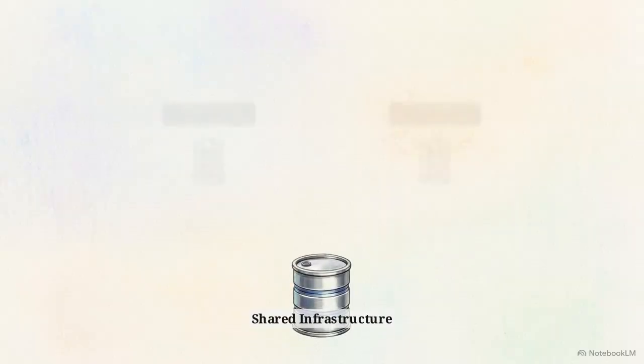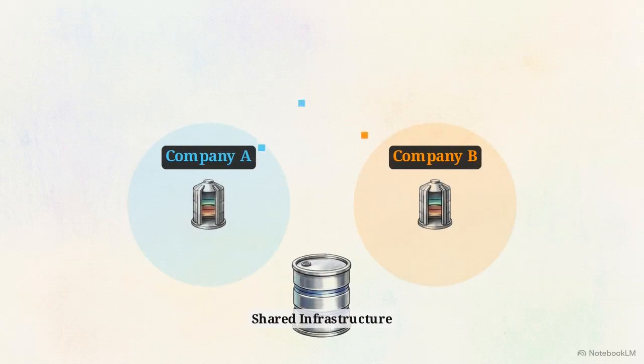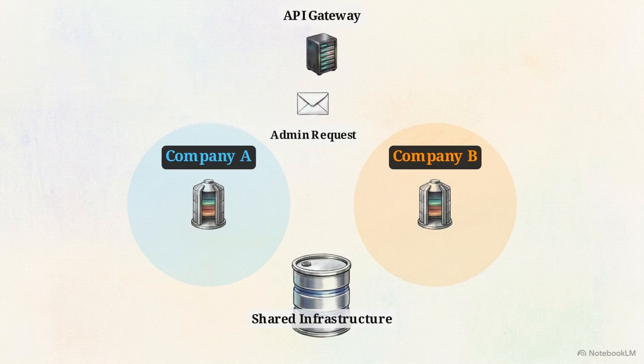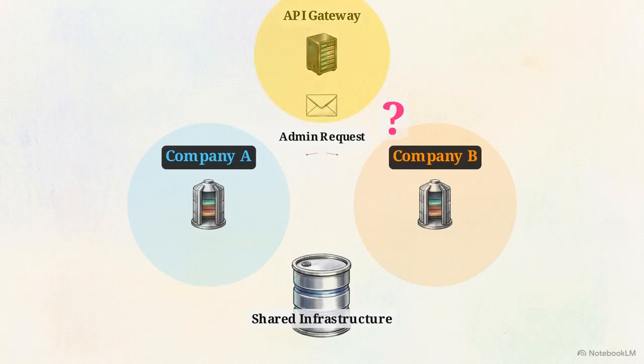In a SaaS environment, this leads to the most critical layer, multi-tenant isolation. Here, we see data for Company A and Company B sharing the same infrastructure. When an admin request arrives at the API gateway, the system faces a high-stakes decision. The admin role is irrelevant unless the system can prove which specific tenant that admin belongs to.